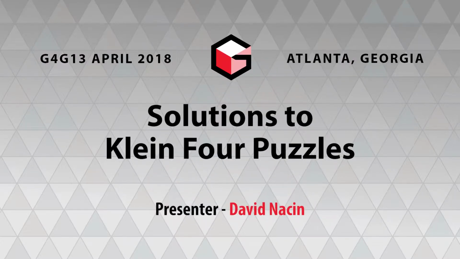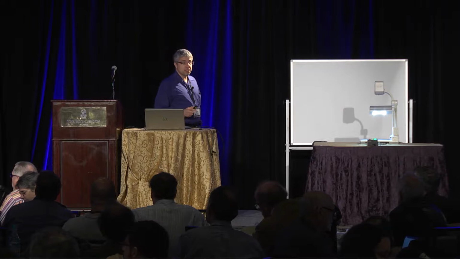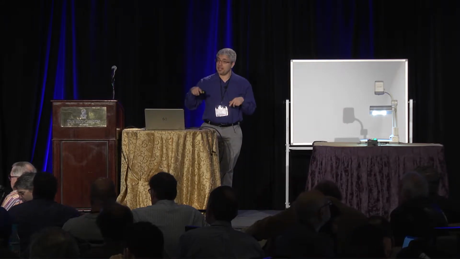Hi, everyone. I'm going to start off today talking a little bit about KenKen. It's a type of Latin square puzzle like Sudoku where the goal is to fill in the cells with symbols from some set so that each symbol appears exactly once in each row and once in each column. In KenKen, we have some additional constraints given by those heavily outlined regions, which we call cages.